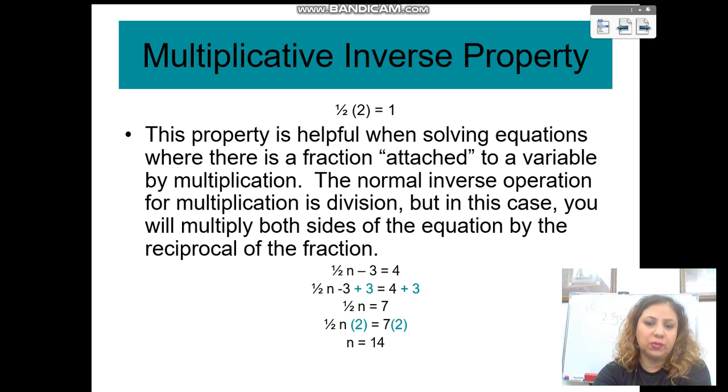So, for example, you have this equation and you need to solve it. You have half n minus 3 equals 4. You need to get rid of the 3 first. So you have to do the inverse operation of subtraction. So you need to add 3 to both sides. This way you will have half n separated at one side and you will find 7 on the other side. Now you have half attached to the variable. Now multiply by the reciprocal of half, the number upside down. So you need to multiply both sides by 2 to get the answer. So this property helps you whenever you have fractions, just multiply by the reciprocal of the fraction.